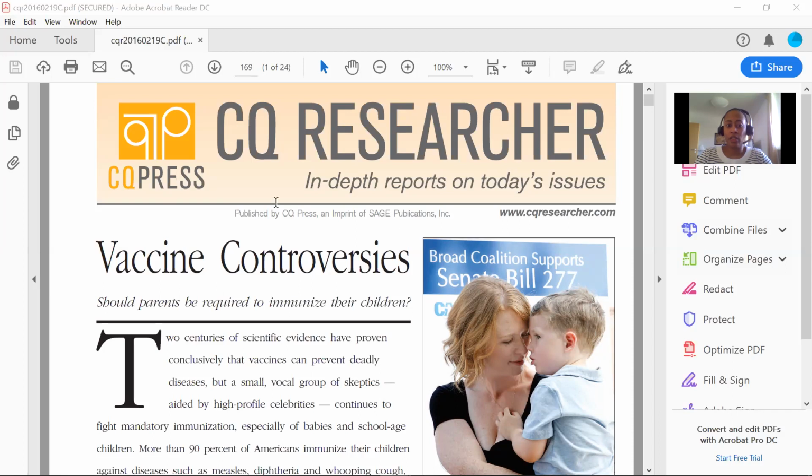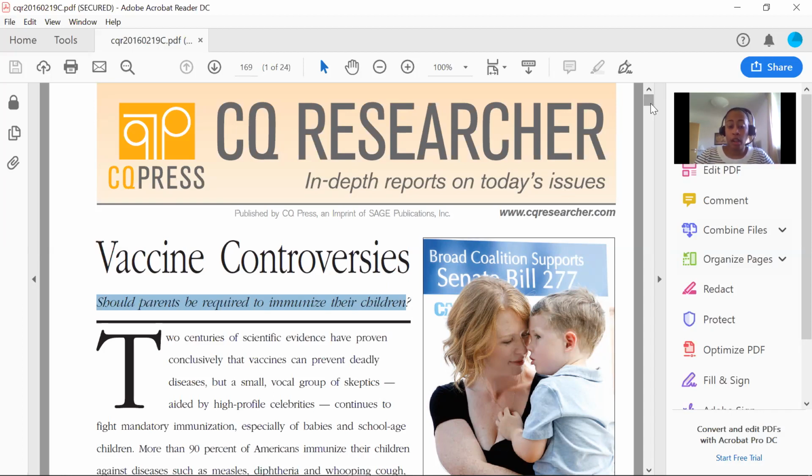So it explains, first of all, the topic itself, and then you know from the title of the article what it's going to address. So in this case, it's going to be, should parents be required to immunize their children? So in many ways, the article will answer that question.